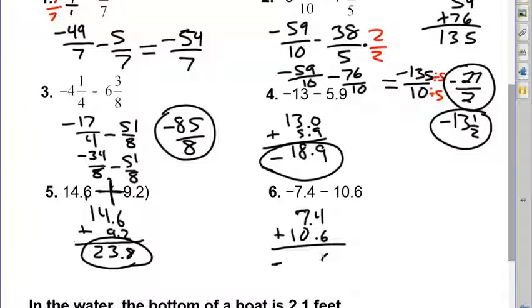4 plus 6 is 10. Carry the 1. 1 plus 7 plus 0 is 8. And then we still have our 1. And our result is negative 18.0, or just negative 18.